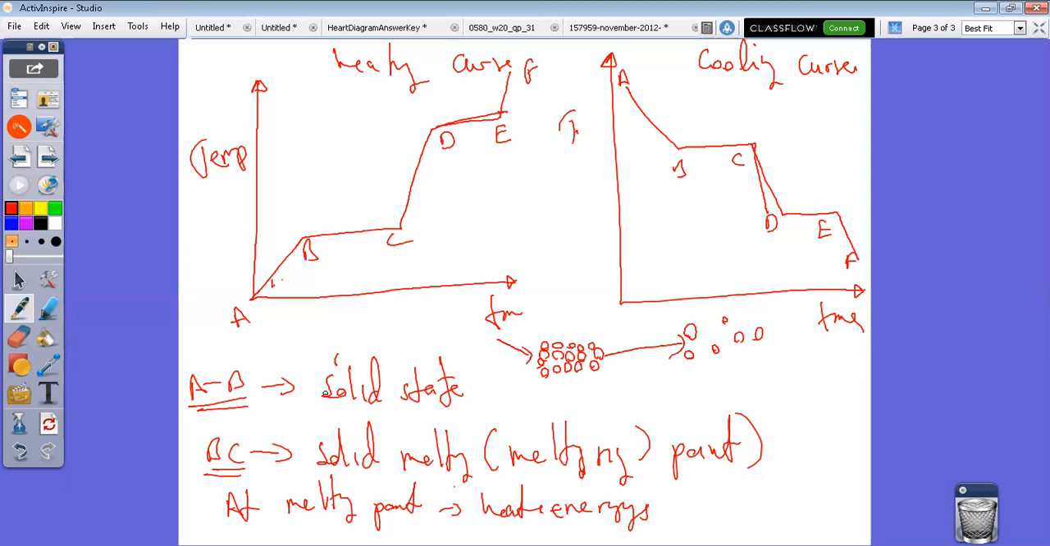Clear? Making sense? Constant until it becomes a liquid. Huh? Making sense now? That making sense? Sir, I'm having some trouble understanding. Okay, where exactly?